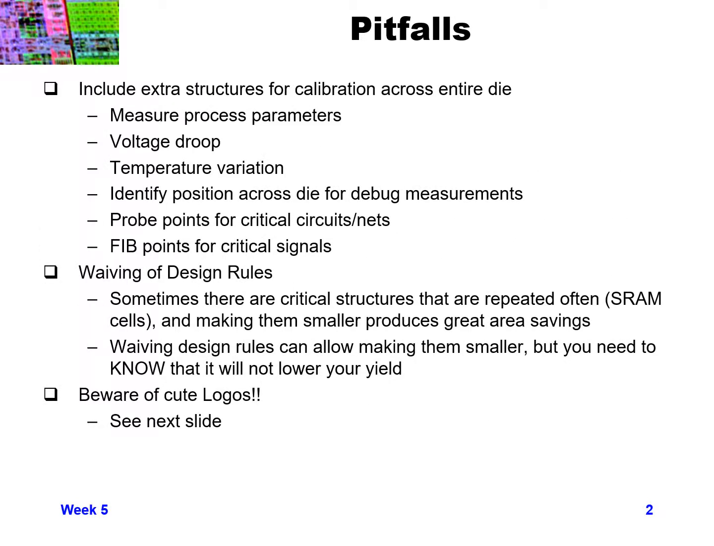Here are a few additional pitfalls. One is not including some extra calibration structures across your IC die. Typically, people will include some extra structures that are meant to measure your process parameters, measure your power supply voltage droop, and measure temperature across your die.